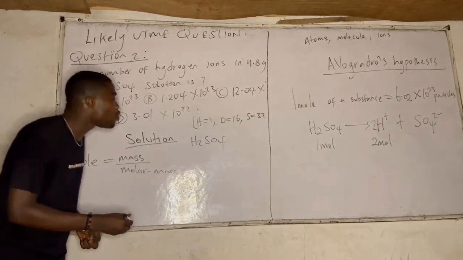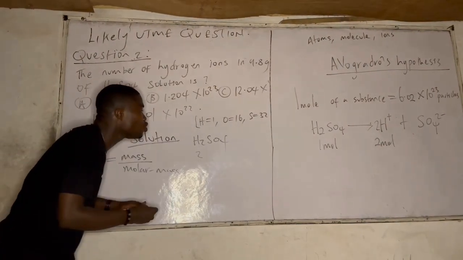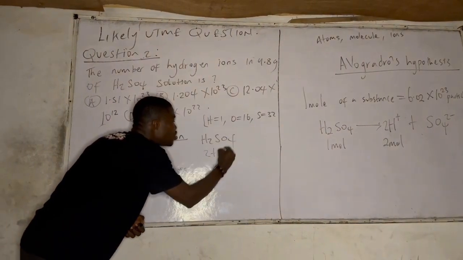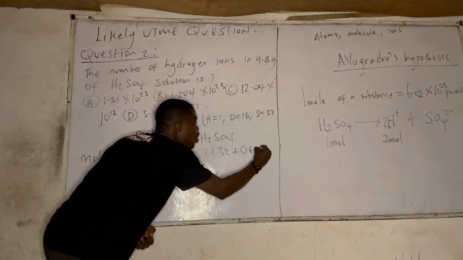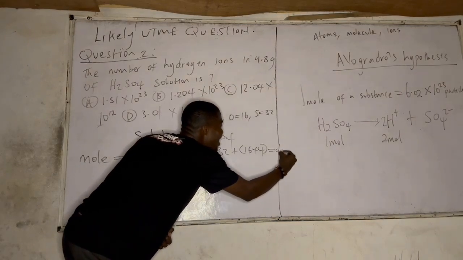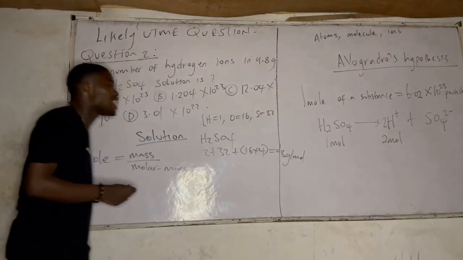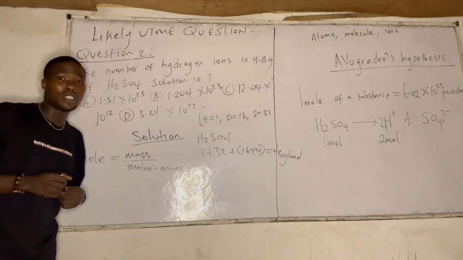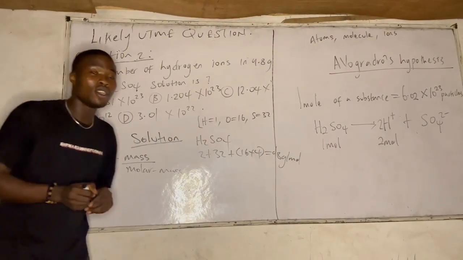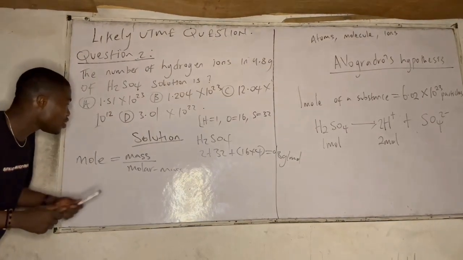So H2SO4, if you have the molar mass, that should be 2 (for 1 plus 1 is 2), plus sulfur is 32, plus 16 times 4. So total we have 98 grams per mole. That's the molar mass, the SI unit. We did this on the solubility video. If you have not watched the solubility video, go check it out. So perfect. Now, looking at this very fast, the molar mass is 98.